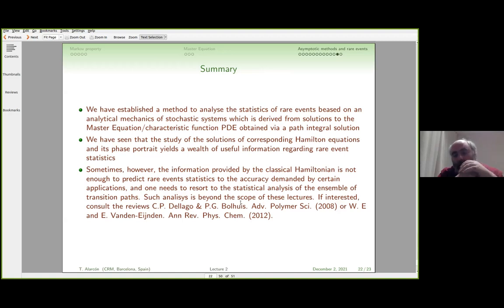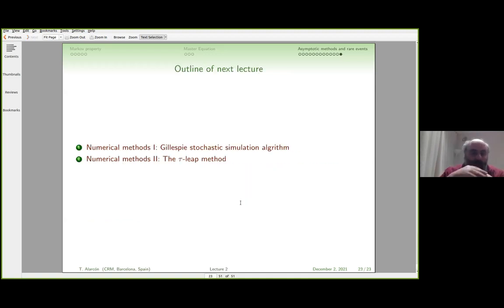Okay, so I give some references of people that are doing this very hard numerical work. And that's it. Next lecture we will see numerical methods.